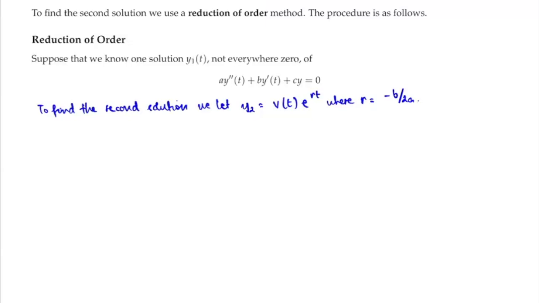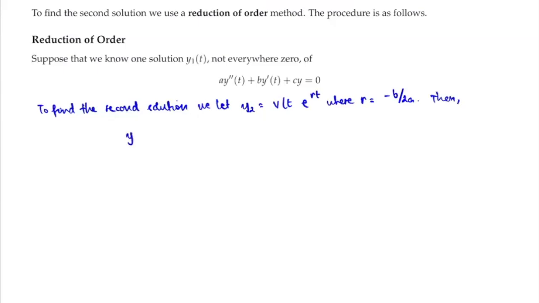And again, the idea of this trial solution is that, based on the first solution, let's try to use that to find the second solution. And the second solution has to be linearly independent from y1, the first solution. Okay, then from here, y2 is a solution to the second order differential equation. That means you're going to find the first derivative, the second derivative, and then substitute everything into the differential equation and find the form of v of t.